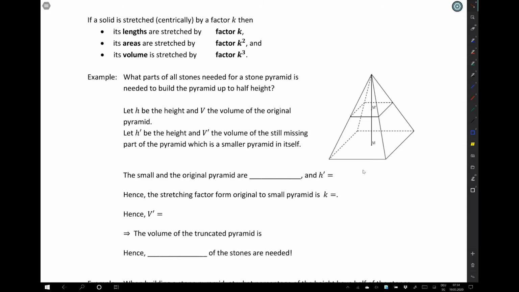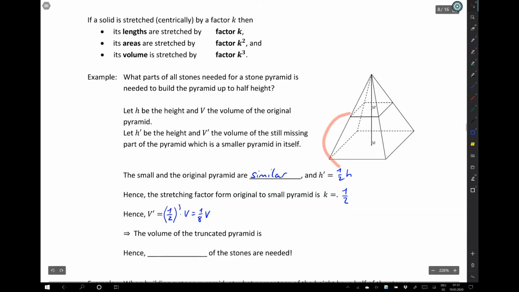Since the number of stones needed is proportional to the volume, the question is what part of the total volume of the pyramid is in the upper half and what part of the volume is in the lower half. The small pyramid here and the original pyramid are similar, and h dash is just half of h. And so the stretching factor from the original pyramid to the small pyramid is 1/2. Since the factor by which the volume changes is k to the power of 3, we get that v dash is 1/2 to the power of 3 times the original volume, so 1/8 times v.